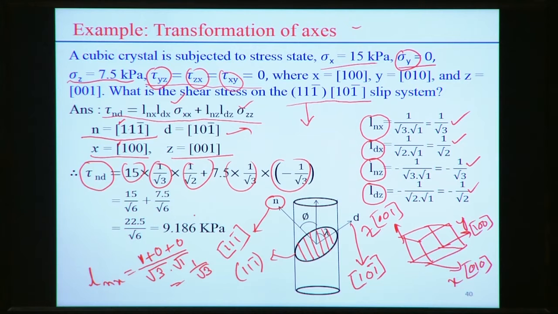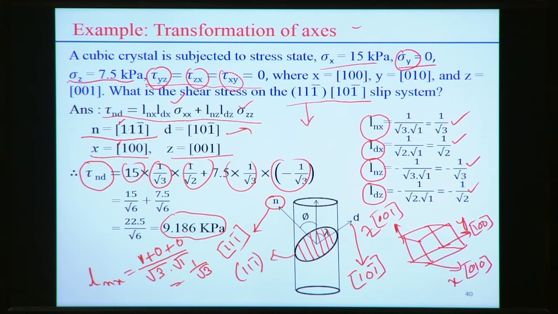and the total stress value is equal to 9.186. So this is the way to tackle this kind of problem, where the stress state is given in one axis system, but we need to find the specific stress state in some other axis system. In this case we can directly use the axis transformation formula for the stress, and we can solve this kind of problem.